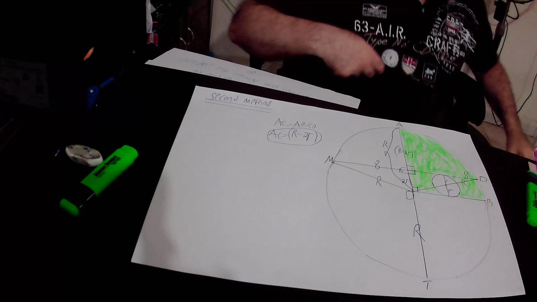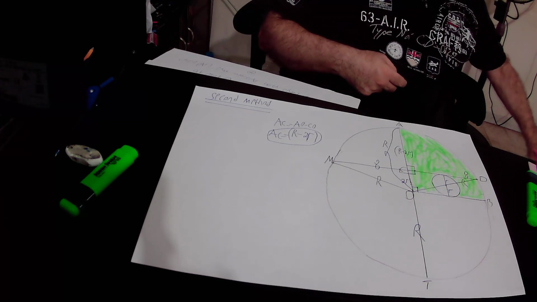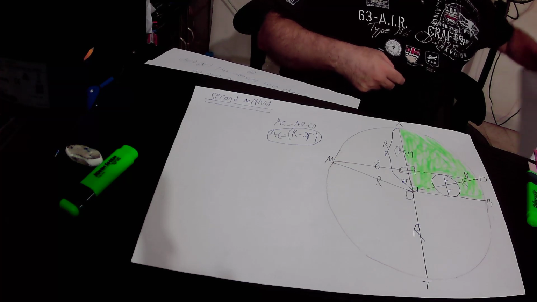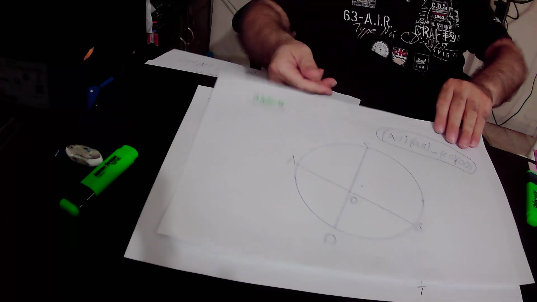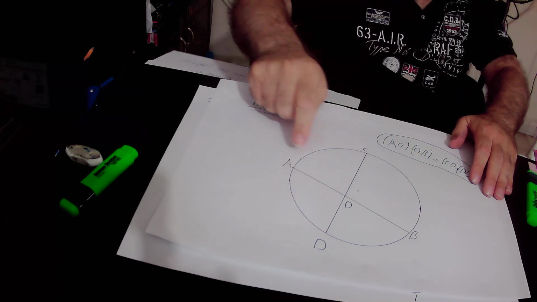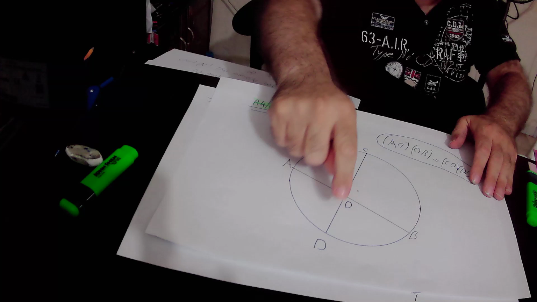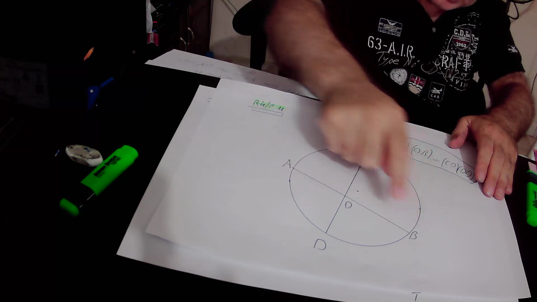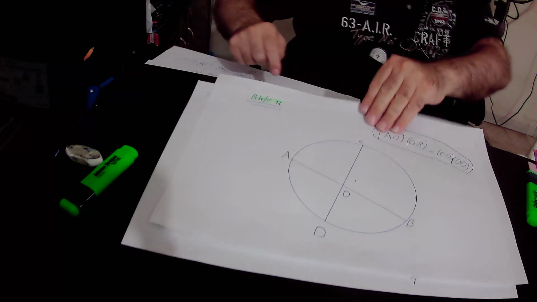According to rule number 11, if we have chord AB that intersects with chord CD at point O, then AO times OB equals CO times OD.